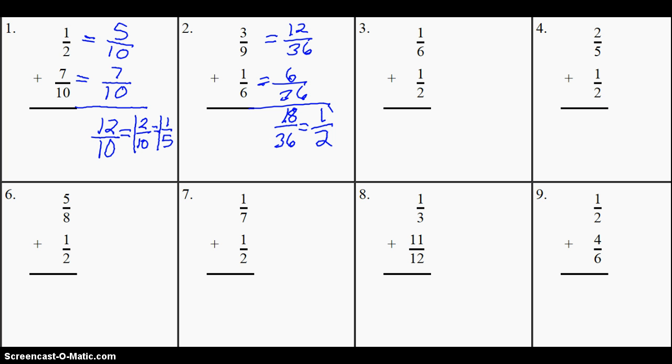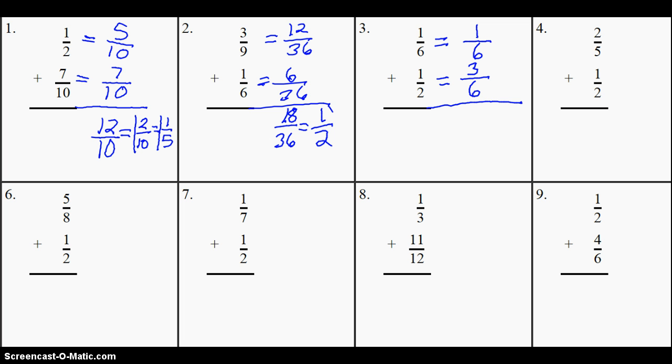All right, let's do another example. Here I have 1/6 plus 1/2. This one's going to be fairly simple. I know that my least common denominator is going to have to be 6. 6 is a multiple of 2 and is a multiple of itself. I know that 2 times 3 gave me 6. So if I multiply 2 by 3, I have to multiply 1 by 3. So 1 times 3 will give me 3. And I'm just going to bring this one over because 6 times 1 gave me 6. 1 times 1 gave me 1.